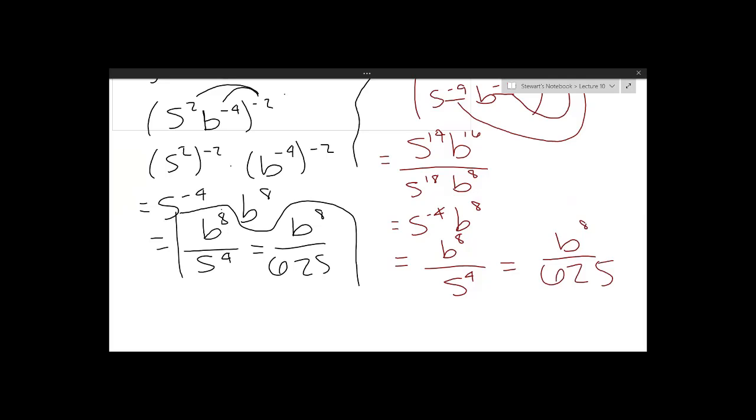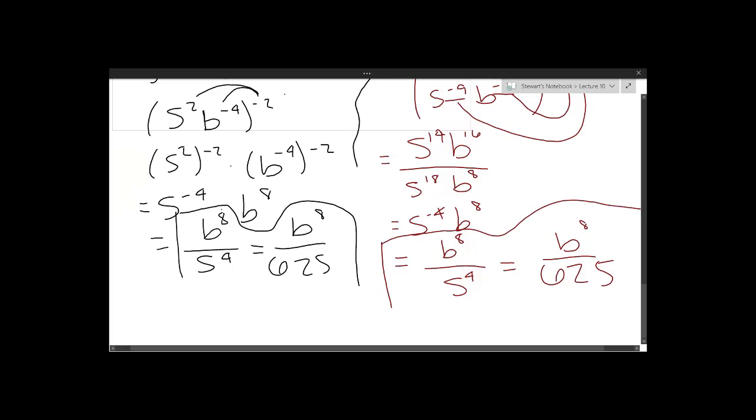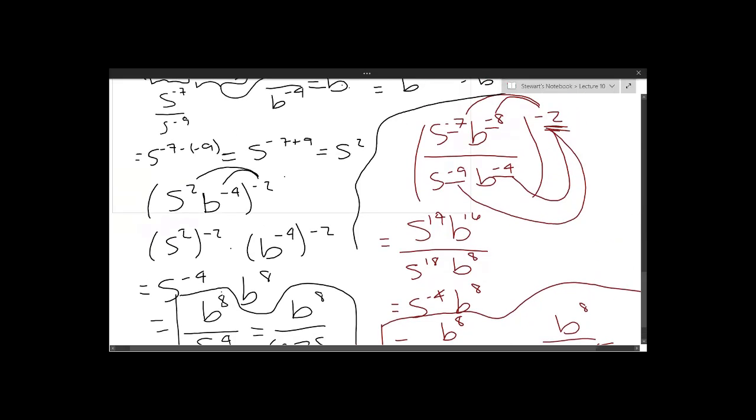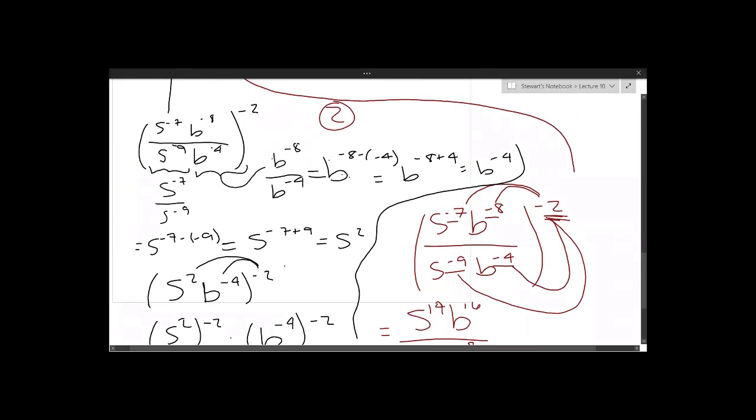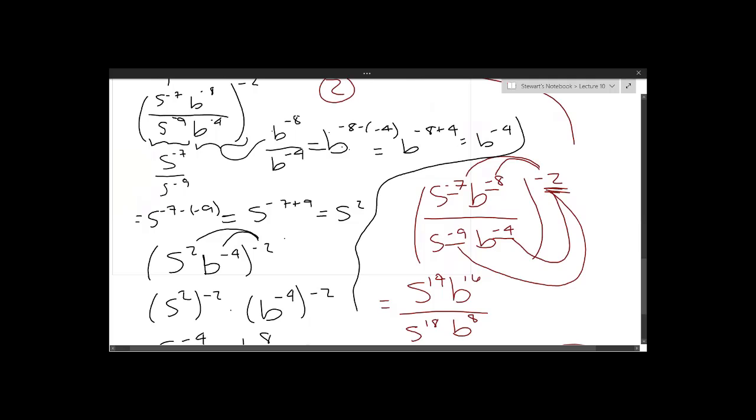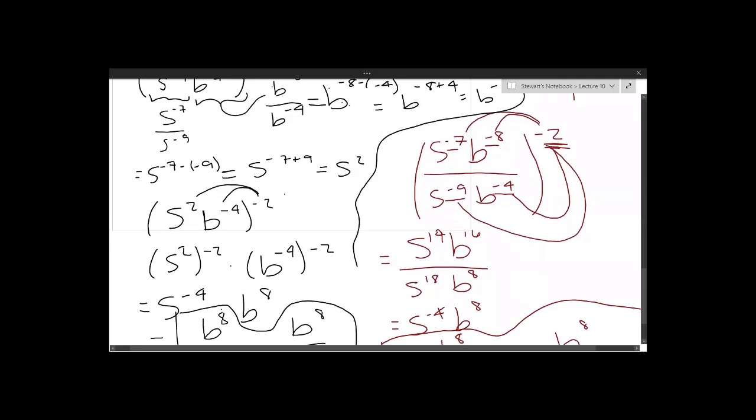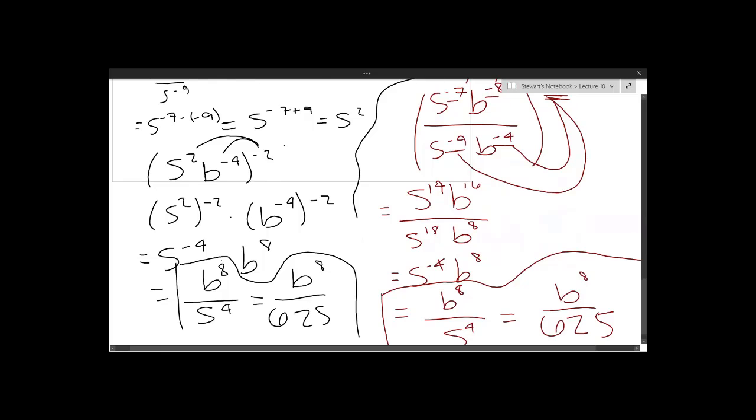Same exact answer as before, two different methods. Totally up to you which way you want to go, whatever makes the most sense. Method number one probably leaves the least room for confusion, because you don't have to apply that outside exponent to everything at first. Maybe it leaves less room for error. However, you can do it either way. It's totally up to you, however you want to do it.